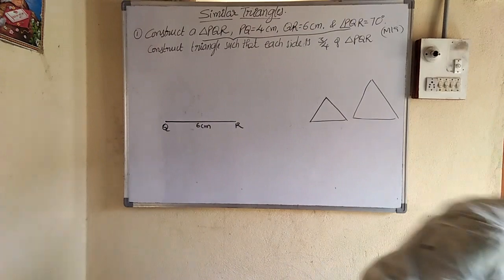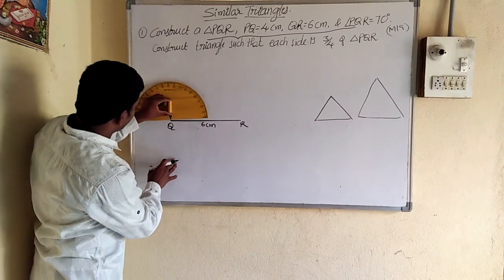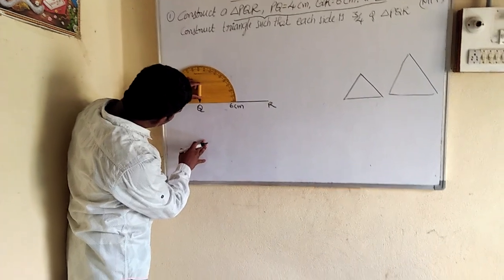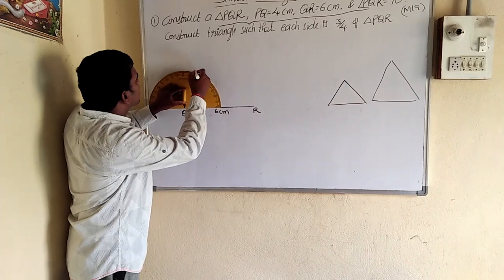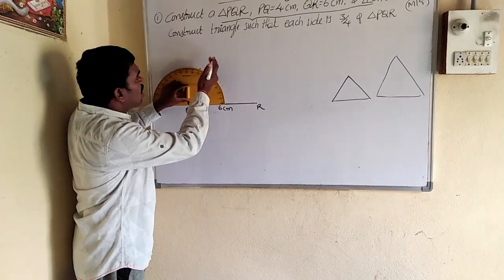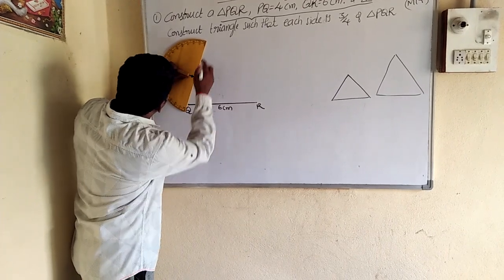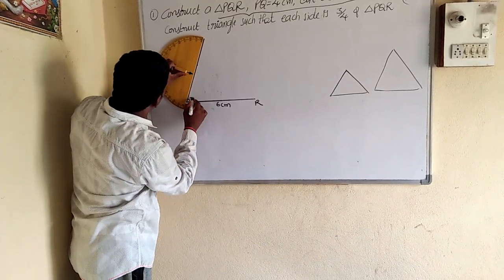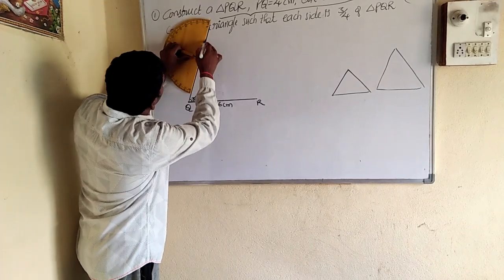With a compass we can make the angle, but with a protractor it is easy to make the angle of 70 degrees. So taking center Q and placing the protractor on the line QR, taking the angle 70 degrees, I am marking a dot. Now 70 degrees from R. Next I am going to join these two sides. So this is 70 degrees.